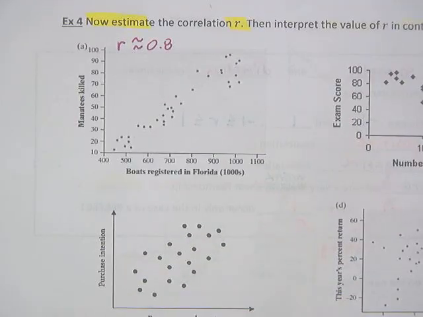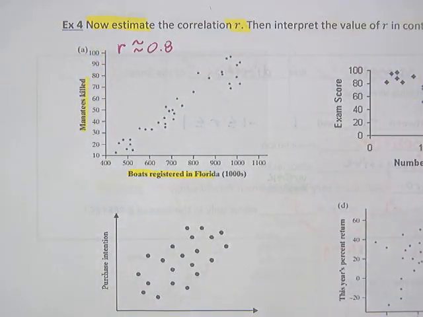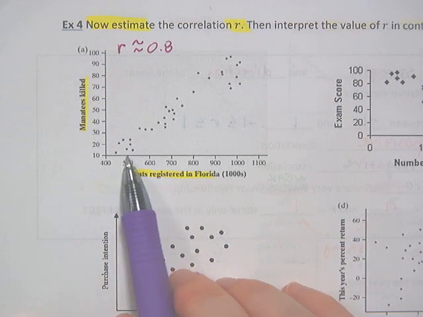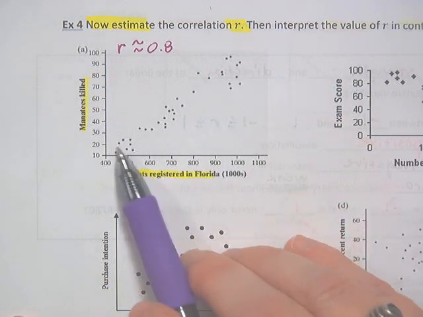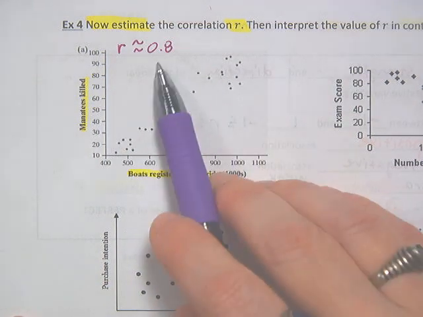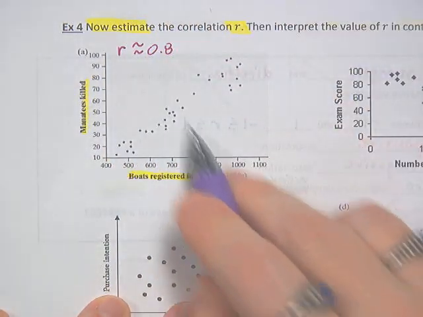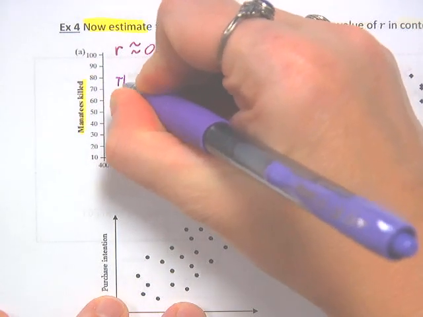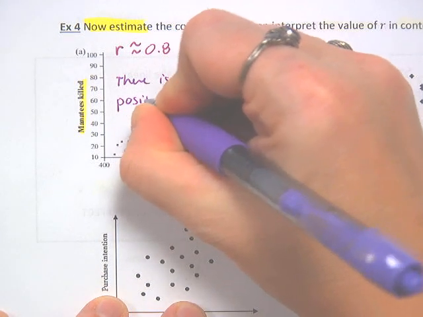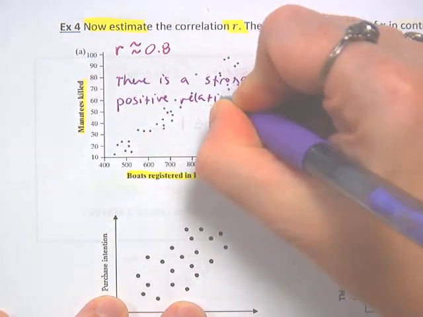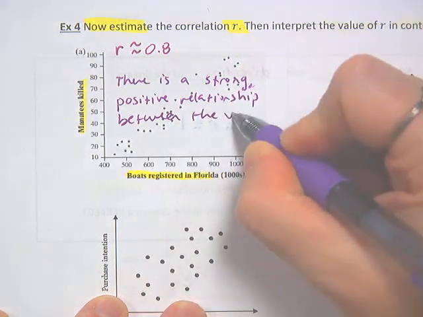Okay, let's look really quickly. We've got boats registered and manatees killed. As the number of boats registered increases, manatees killed increases. So I would say that there's a strong positive association. And I'm just going to write on top of the scatter plot, you guys, so bear with me. There is a strong positive relationship between the variables.